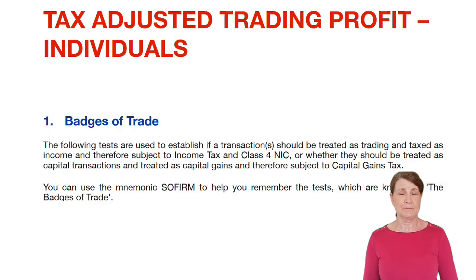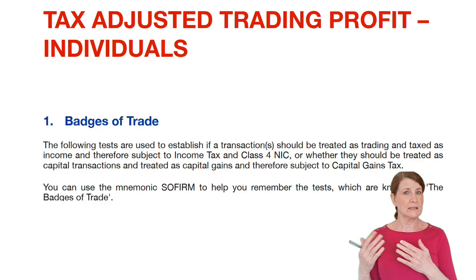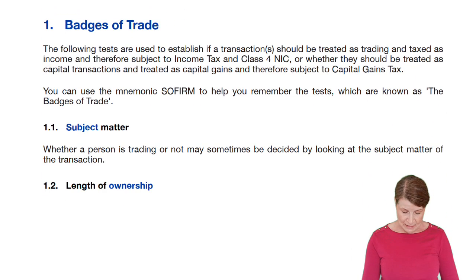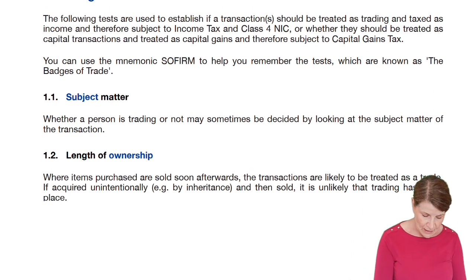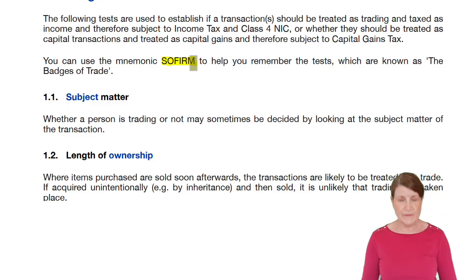So the badges of trade are the tests that HMRC will apply in deciding that if someone makes a profit and it falls into that grey area, are we going to tax it as a trading profit, or are we going to tax it as a capital gain? Now, one way to remember the badges of trade, we've got a mnemonic or an acronym, SOFIRM, and that might help jog your memory in the exam if this comes up.